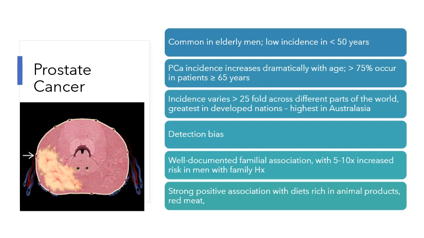Prostate cancer does have a genetic basis, and there's a very well documented familial association. If you've got a first degree relative with prostate cancer, then you've got up to 10 times increased risk of developing prostate cancer yourself. Environmentally, prostate cancer has a very strong association with diet, particularly diets rich in animal products and red meat, and this probably explains the very high incidence in developed countries such as Australia and New Zealand.